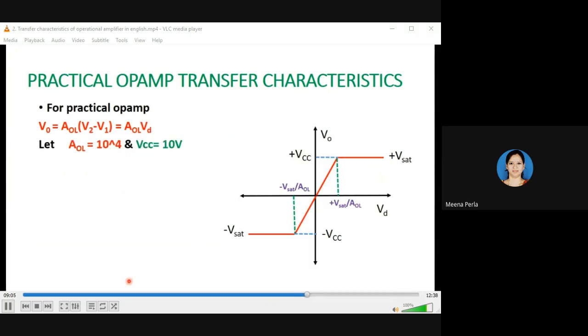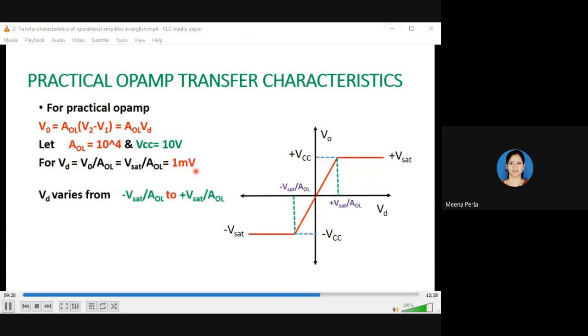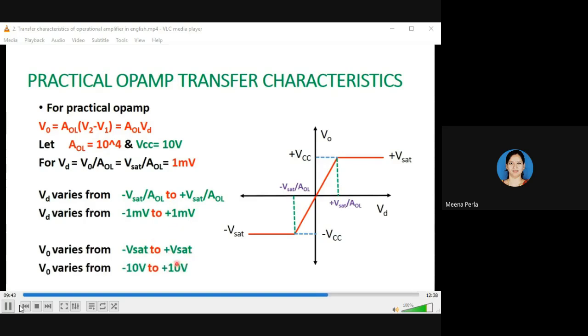So let us take one example to draw these characteristics. Here we are taking open loop gain AOL equal to 10 to the power 4 and VCC equal to 10 volt. So Vd, if we put V0 equal to VCC here, then we get 1 millivolt after putting these values. Therefore, Vd will vary from minus V saturation upon AOL to plus V saturation upon AOL. From this example, it will vary from minus 1 millivolt to plus 1 millivolt, and V0 will vary from minus V saturation to plus V saturation. From this example, it will vary from minus 10 volt to plus 10 volt.